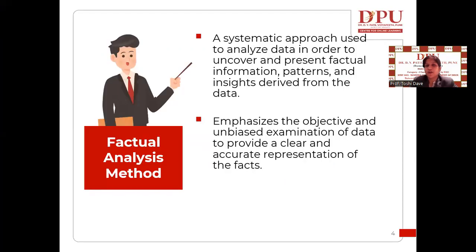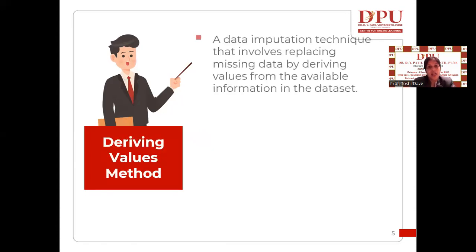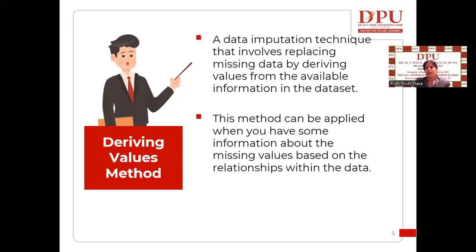So this was the part of your factual analysis method to identify the missing data. Next, talking about the deriving value method. This is again one more method we use for processing of data. As the name suggests, this method is used to derive the values. Now, the question is why we need to derive the value?